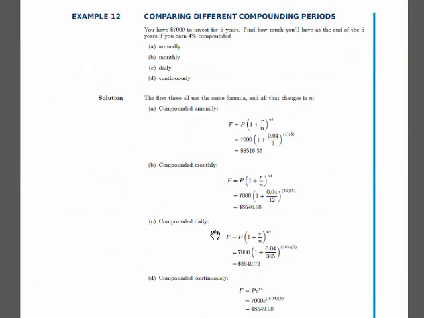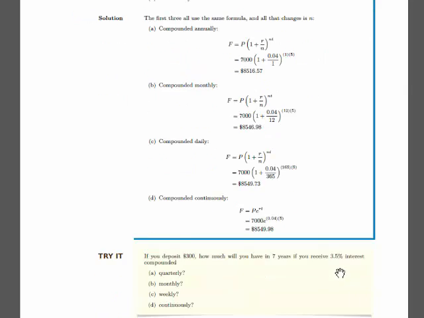Finally, we get to comparing different compounding periods. So we have an account, and we talk about what happens if this account is compounded annually, and then if it's compounded monthly, then if it's compounded daily, and then if it's compounded continuously. And all that changes for these first three is this value for n, and then for the fourth one we have a completely different formula because it's continuous compound interest.